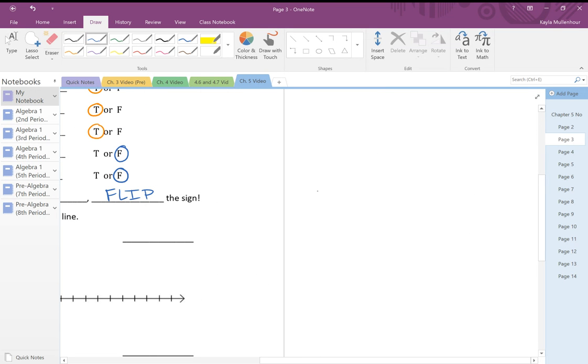If I come over here for a quick example, if I had 10x is less than negative 20 and I needed to solve for x, I would need to divide by 10 on both sides. And I would get x is less than negative 2. So just because this 20 is negative doesn't mean I need to flip the sign. Okay, don't get all crazy with those negatives. Whenever you see them, flip the sign.